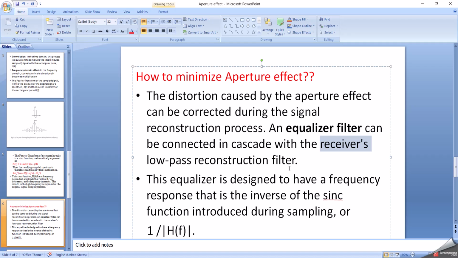This equalizer filter is designed in such a way that its frequency response is the inverse of the sinc function which will be introduced during the sampling, that is nothing but 1 by modulus H of f.